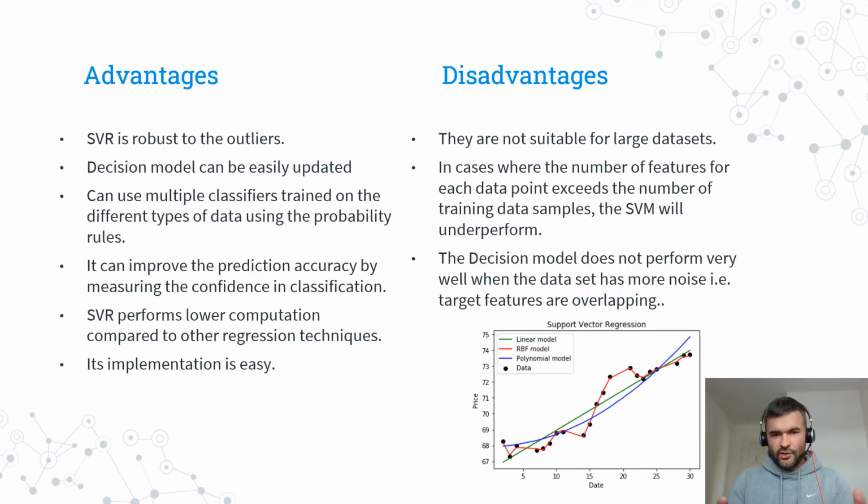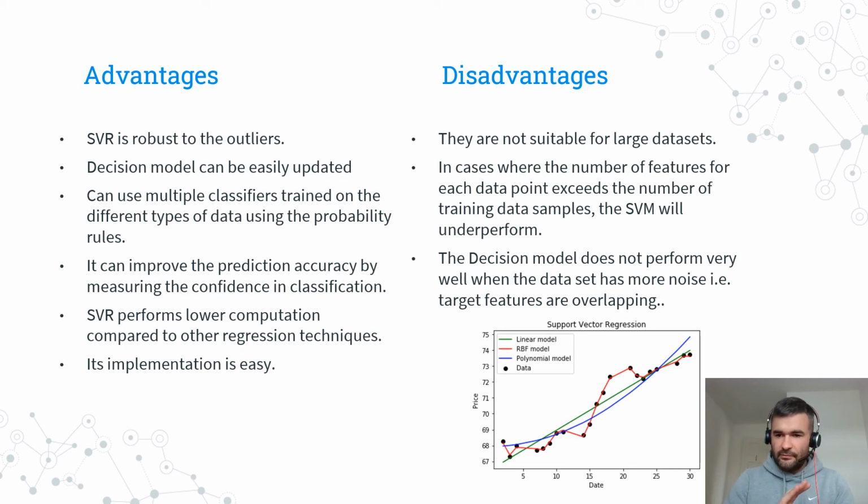So what are some of the advantages and disadvantages of using SVR? As we've seen, SVR is robust to outliers. The decision model can be easily updated the way I've just demonstrated. And it can use multiple classifiers trained on different types of data using the probability rules. It can improve the prediction accuracy by measuring the confidence within the classification.